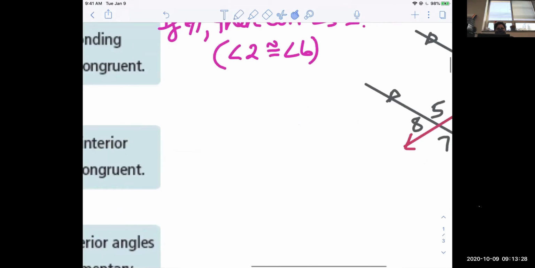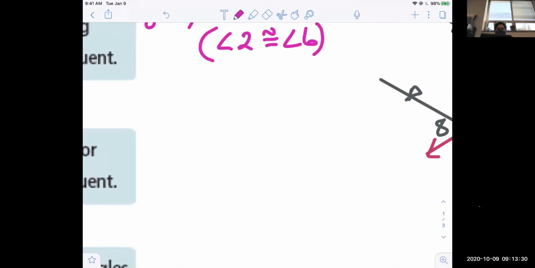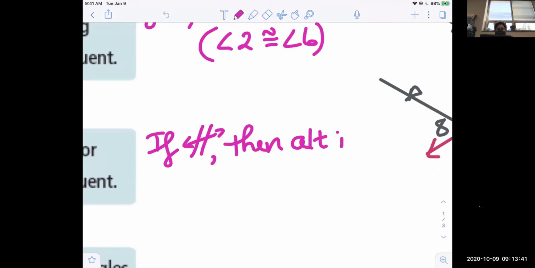So if I ask you to explain why angle 4 is congruent to angle 6, you say, if parallel lines are cut by a transversal, then alternate interior angles are congruent. And an example of that in the picture would be angle 4 is congruent to angle 6.